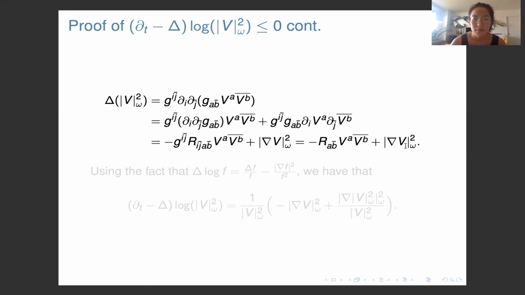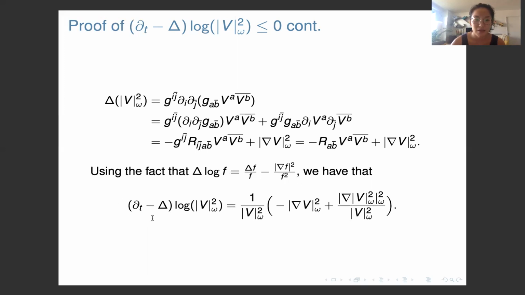Okay, so now we're going to try to convert this Laplacian to the Laplacian of the log. Very straightforwardly, you can see that if you want to take the Laplacian of the log of a function f, that's going to be equal to the Laplacian of f over f minus the norm of the gradient of f squared over f squared. Filling that in, we can in fact compute that d/dt minus the Laplacian of log v squared of omega is going to be equal to this right-hand side.